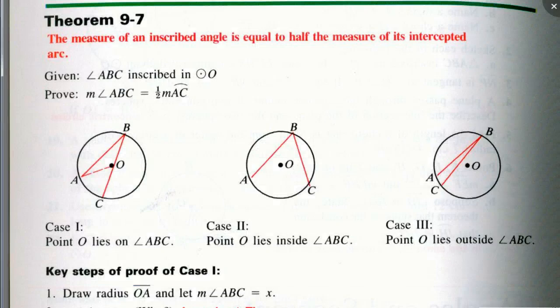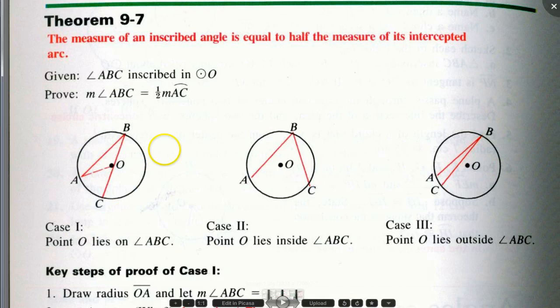Of course, to actually prove this theorem, you have to go through the other two cases. You could think about those later. But right now, if you know how to prove case 1, you could draw an auxiliary line, a diameter that goes through O, and you could use case 1 to prove the rest. So anyway, that's how you do that one.